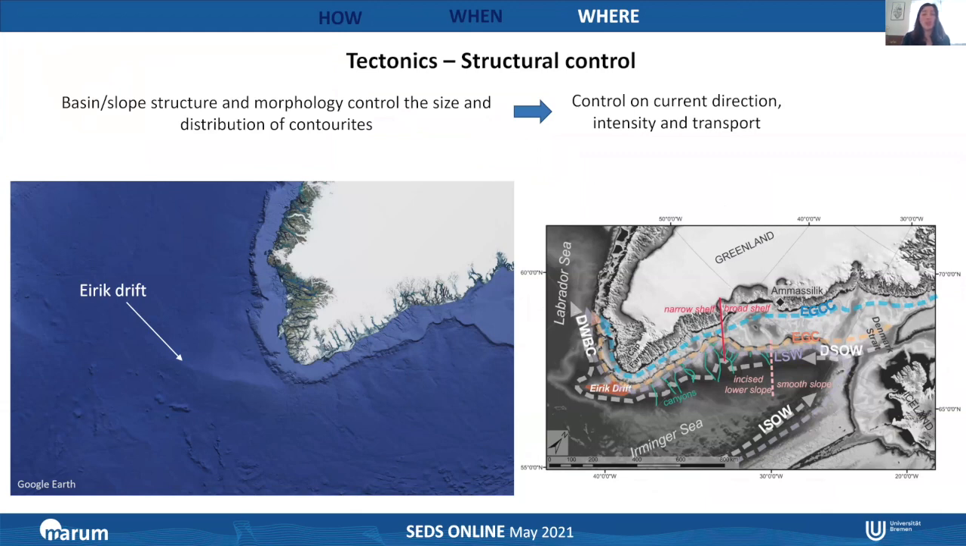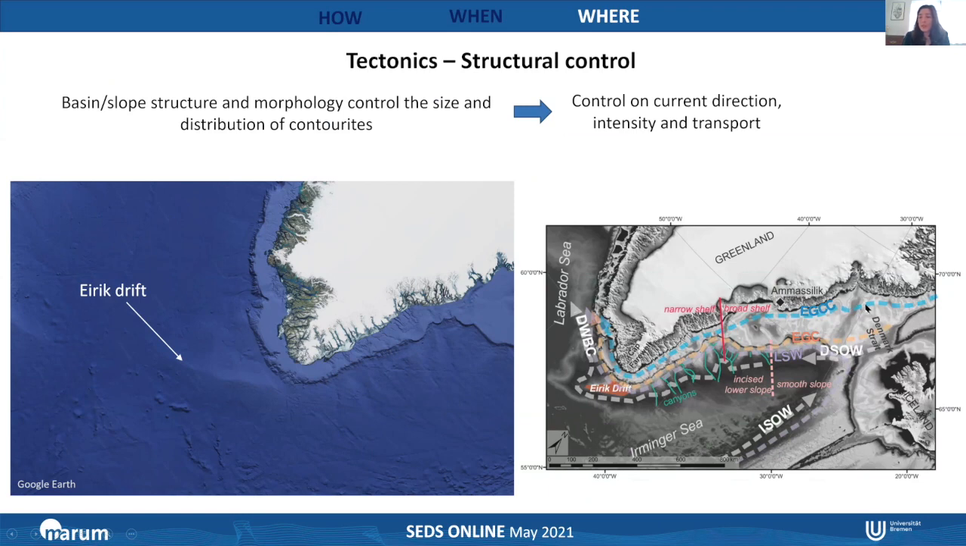So the contourites can affect the morphology, but also the morphology and whole structure of a margin is going to control strongly the bottom currents. And then the bottom currents are also going to control the deposition. So here we have a very clear case. This is the Eirik drift in southern Greenland. So you can see here that in the tip, there is on this side the Eirik drift.